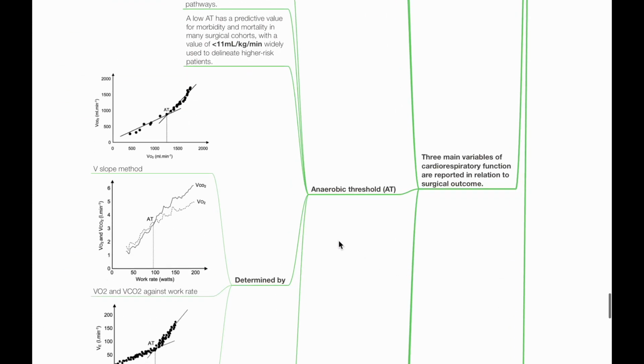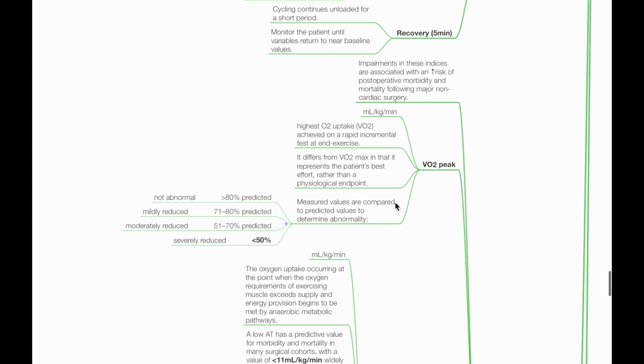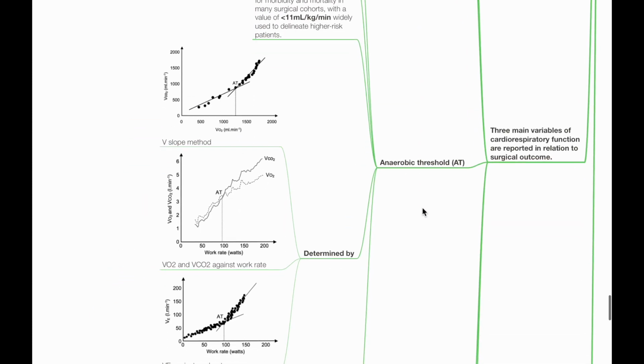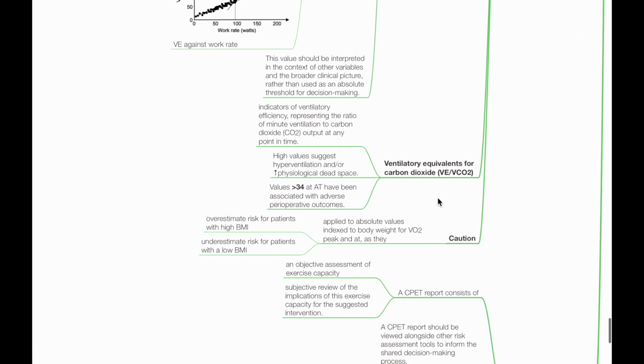3 main variables of CPET are reported in relation to surgical outcome. Impairments of these indices are associated with an increased risk of post-op morbidity and mortality following major non-cardiac surgery. This includes VO2 peak, anaerobic threshold, and ventilatory equivalents for CO2.